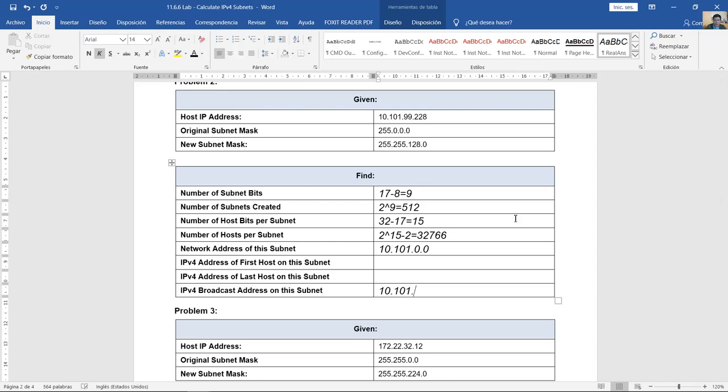The first host is one next to the network, so the first is 10.101.0.1. And the last host is one IP before the broadcast, so the last host is 10.101.127.254. And ready.